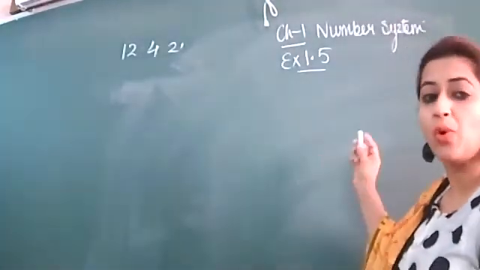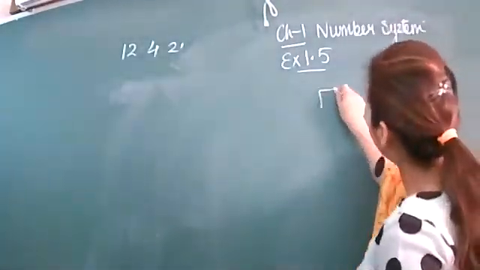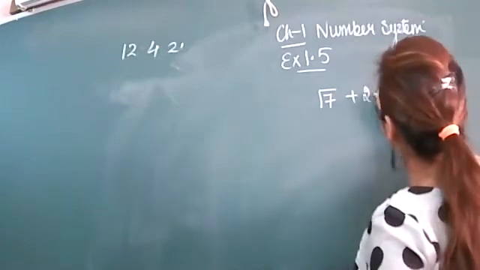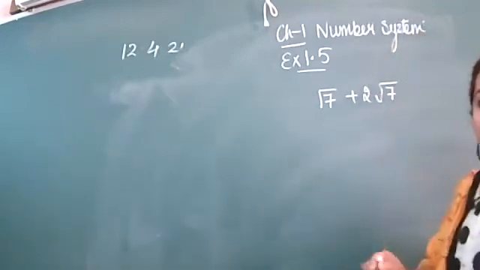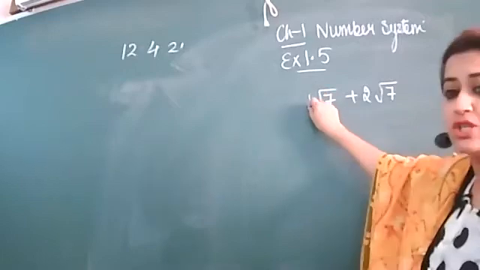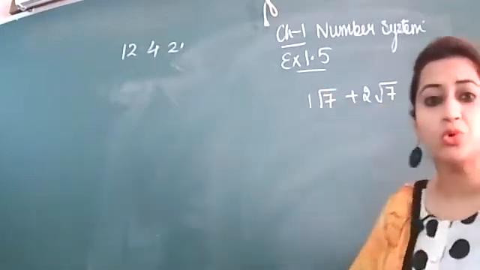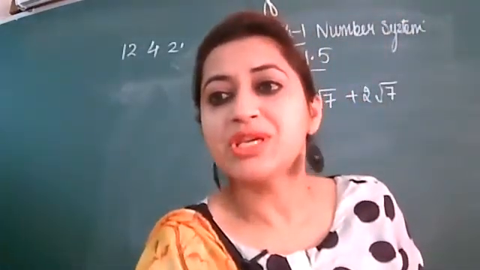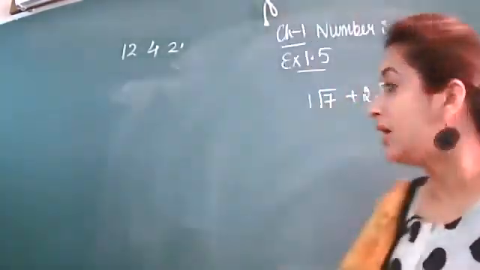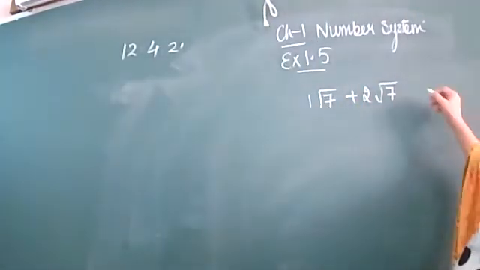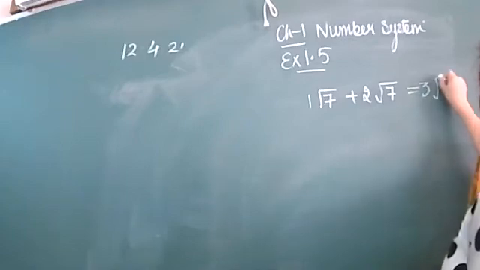Like if you want to add root 7 with 2 root 7, what you will do here, this is your 1 root 7, this is your 2 root 7, it will become 3 root 7. Got it? So if you add them, you will get 3 root 7.